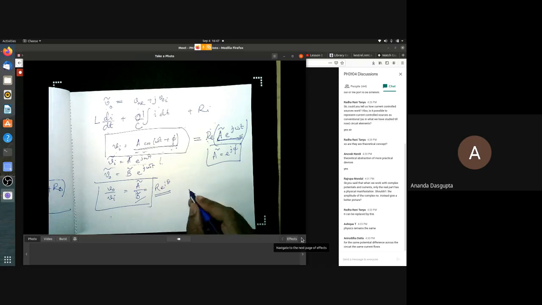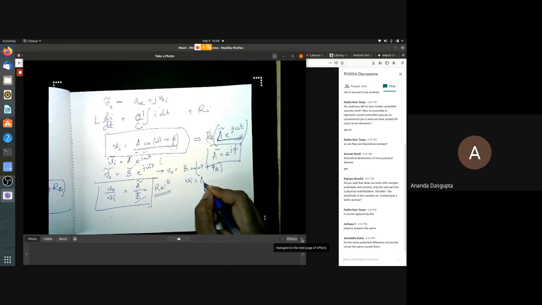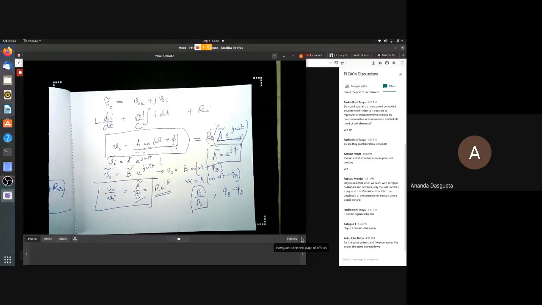Why? Because once you have this, it of course means VO, the actual voltage, is B cos(omega t plus phi B), where phi B is the phase of B, whereas VI is A cos(omega t plus phi A). So what I really want is B by A, the ratio of the two amplitudes. And what we also want is phi B minus phi A, which is the phase difference between the two signals. This is what I really want.